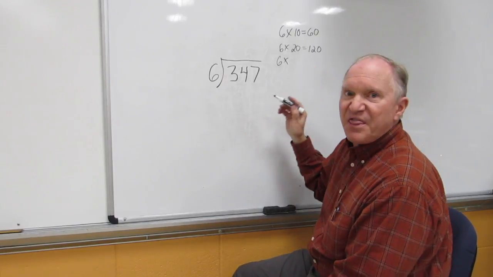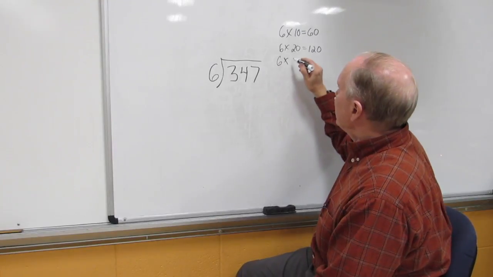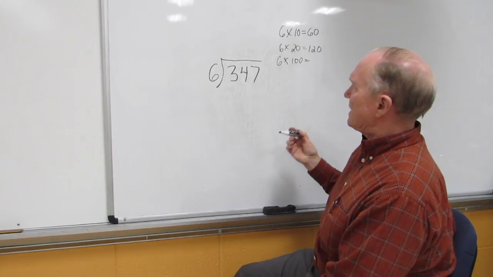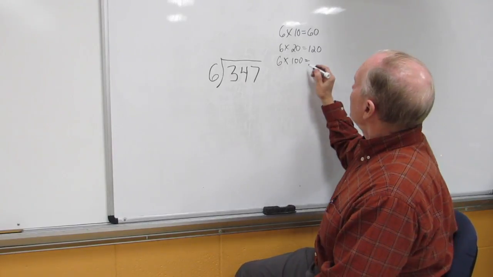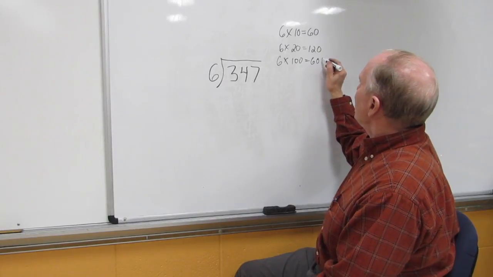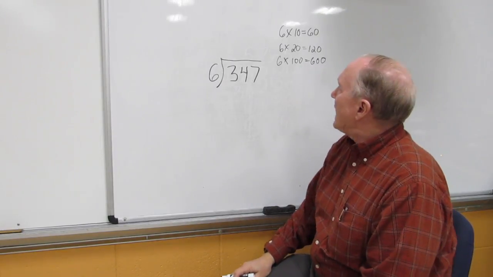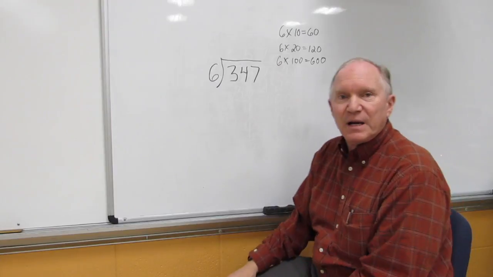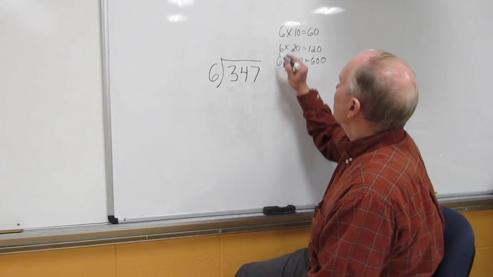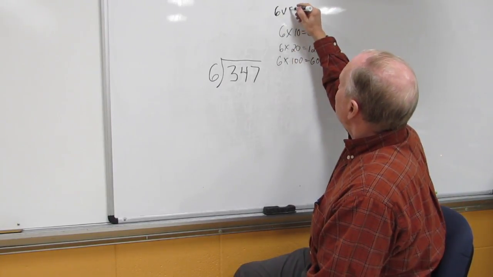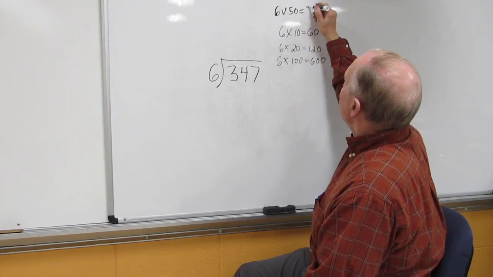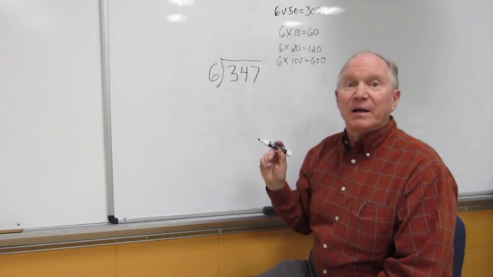See, this is getting them to think about numbers and really getting a good sense of numbers. What about 6 times 100? Could it be 100 times? No, well, that would be 600. That's way too much. How about, let's see, what if we cut it in half? What about 6 times 50? Well, that would be 300. Oh, we're on the right track.